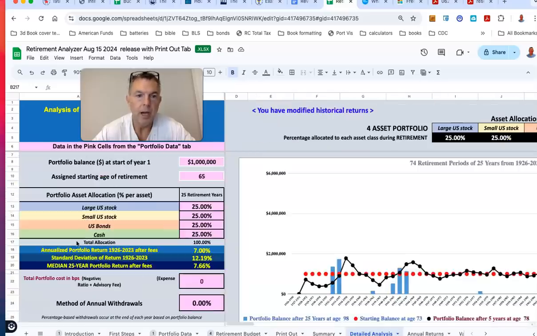I think it's over here. Yeah, right here. So we're giving ourselves a median portfolio return after fee of 7.65, but our annualized is 7%.